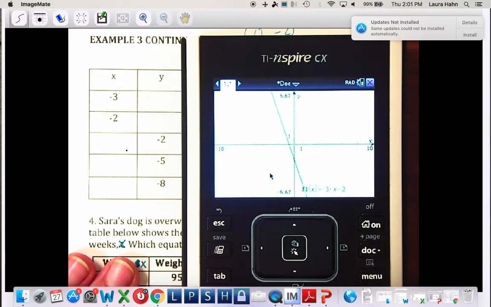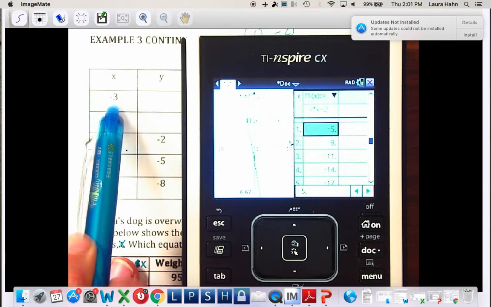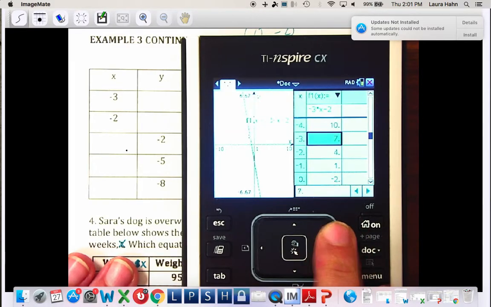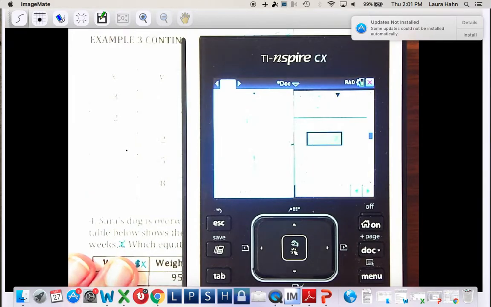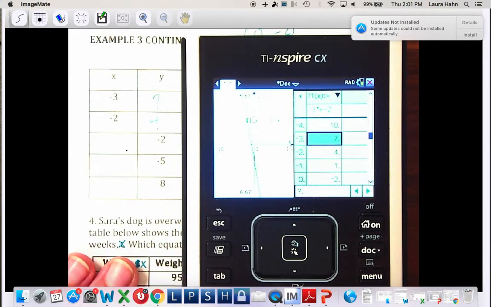All right, I'm going to press Control T to open my table. Okay, x is the skinny column, so I'm going to go find negative 3 and negative 2. So 7 and 4. Can y'all see that? There we go. So when x is negative 3, it's 7. When x is negative 2, the y is 4. All right, so this is my y.